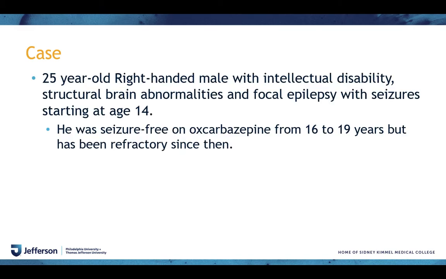This case is a 25-year-old right-handed male with intellectual disability, structural brain abnormalities, and focal epilepsy with seizures starting at 14. He was seizure-free on oxcarbazepine from 16 to 19, however, he has been refractory since then.